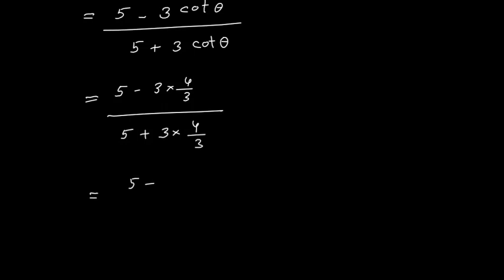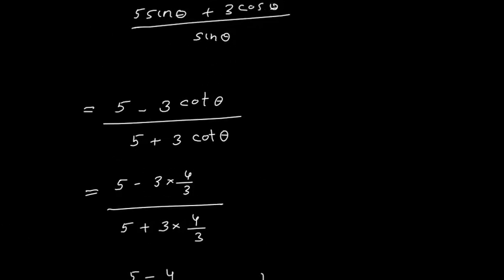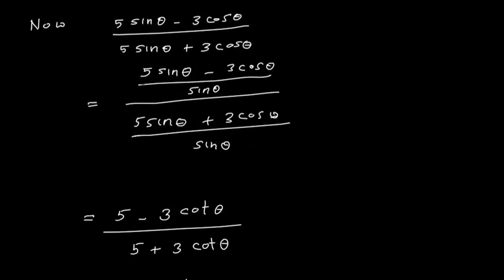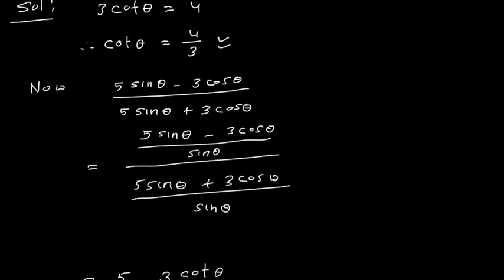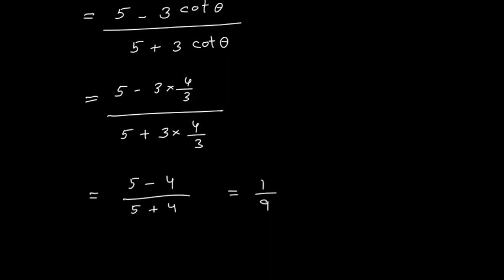Now this is 5 minus 3, 3 will cancel, so 5 minus 4 upon denominator 5 plus 4. So 5 minus 4 is 1 and 5 plus 4 is 9. So the value is 1 upon 9. This is the 22nd question. So the value of 5 sin theta minus 3 cos theta upon 5 sin theta plus 3 cos theta is equal to 1 upon 9.